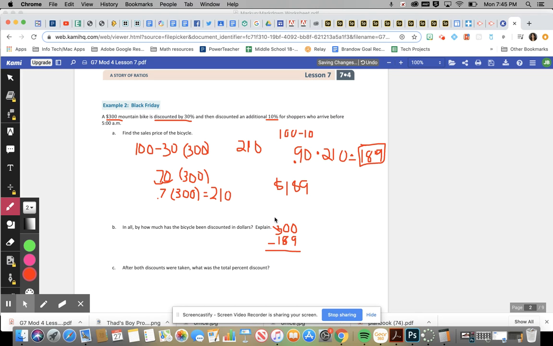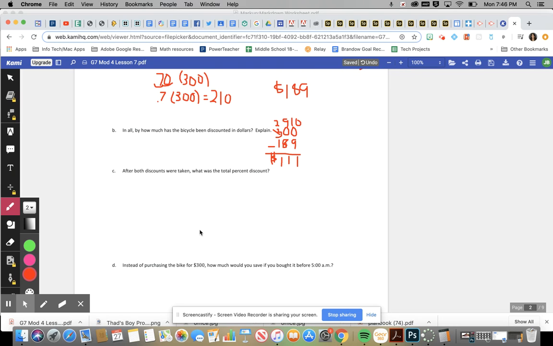Borrow all the way across. This becomes a 2, 9, 10. And 10 minus 9 is 1. 9 minus 8 is 1. 2 minus 1 is 1. So $111. That's a pretty good chunk of change off of $300.